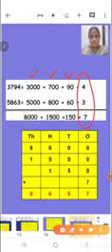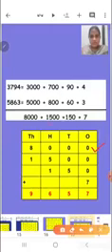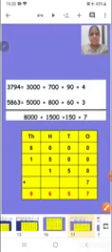Children, then we have to place all the numbers properly in the table given below. So first we will write the first number, which is 8000. Then we will write 1500, then 150, and then number 7. Children, write the number in the proper place. After adding all the numbers, the answer that we get is 9657. Children, let us check whether both the answers are same or not.